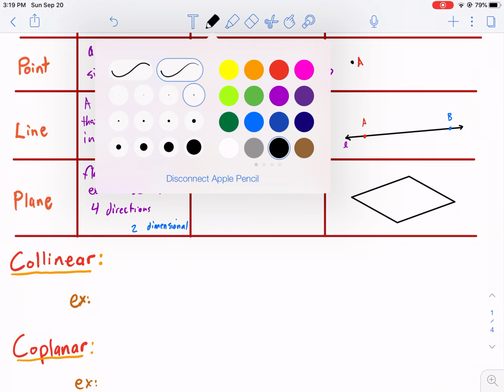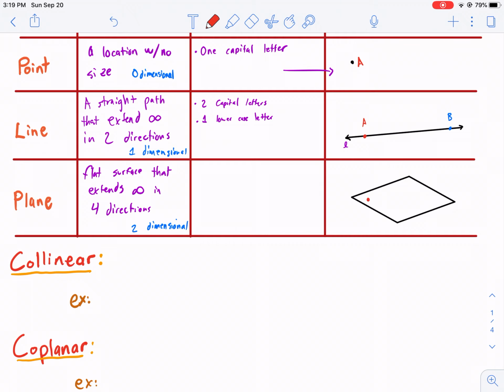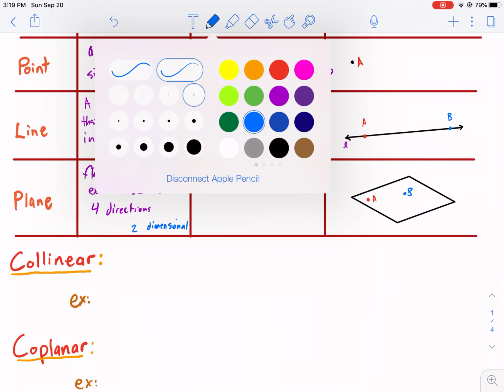Now, what do you need to label a plane, you need 3 points. So this is A, and we can have a point B, and then we'll throw in a point C in there.